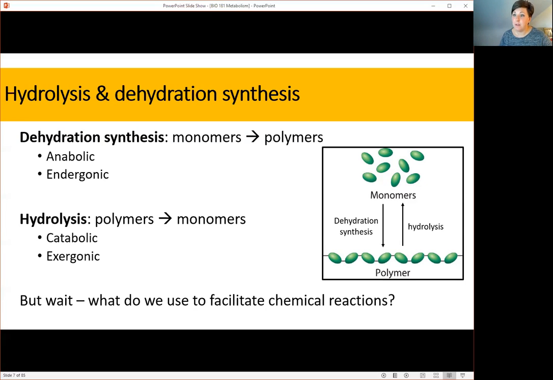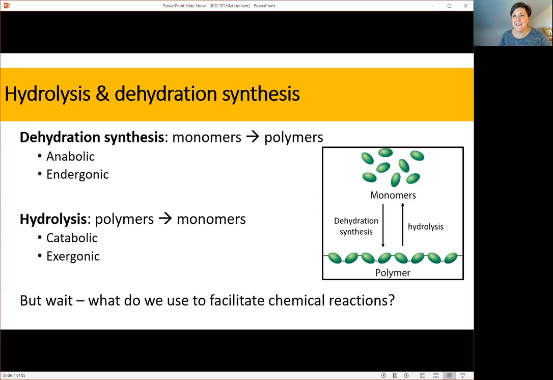Since bonds in polymeric molecules are broken, leading to the release of individual monomers, hydrolysis reactions are catabolic reactions. Because this would release or free electrons from being stored in these bonds, thus enabling their energy to be used elsewhere, these are exergonic reactions. Again, heat is also released during these reactions.